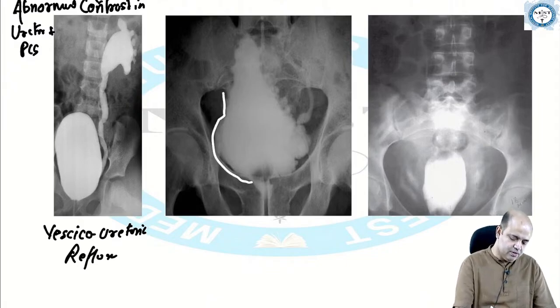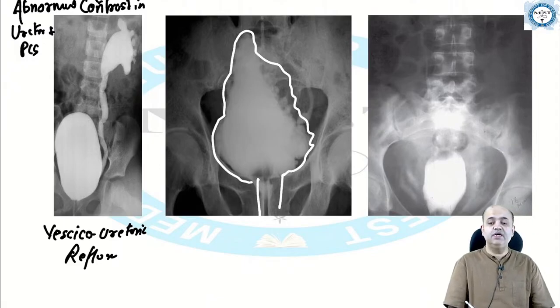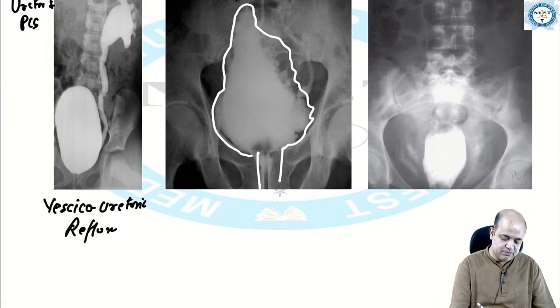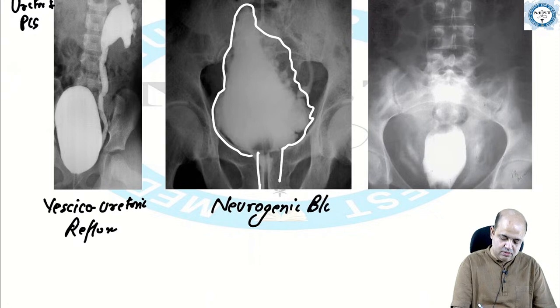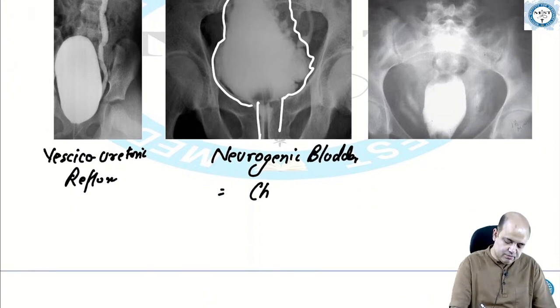Here the bladder is elongated. This is a Christmas tree bladder seen with the neurogenic bladder. This appearance is called the Christmas tree appearance.